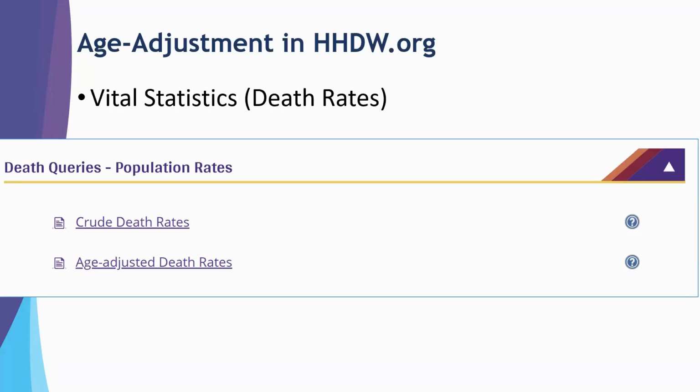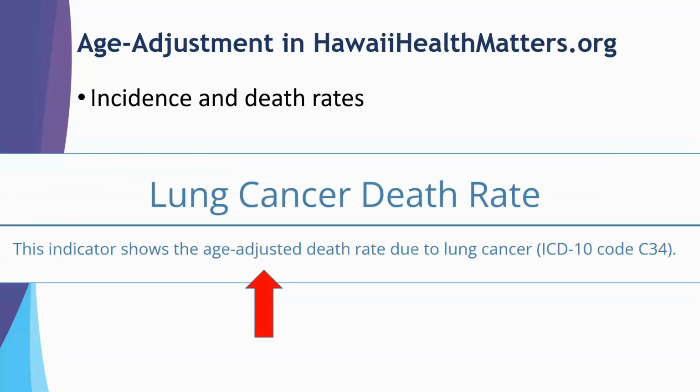Another place where you'll see the option for age-adjusted death rates in HHDW is with the vital statistics, specifically with the death data. On the query page, you'll see the same option for crude or age-adjusted rates, and the same general rule applies here as with BRFSS. In Hawaii Health Matters, you'll run into age-adjusted rates frequently for measures of incidence and mortality. If the rate being displayed is age-adjusted, it will say so in the definition.